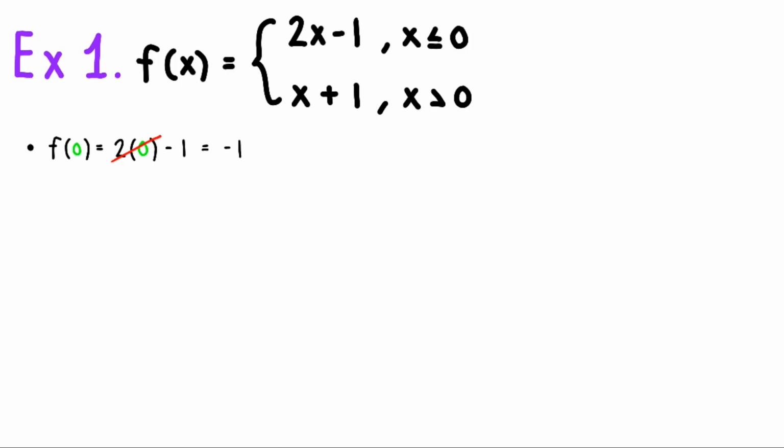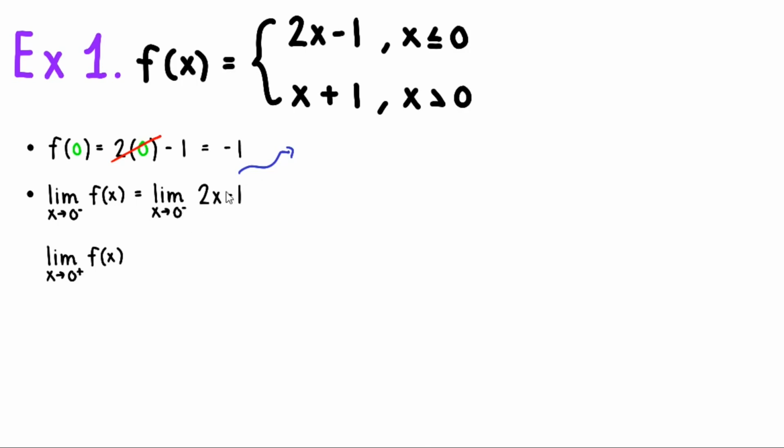Let's now move on to checking the limits from the left and the right, starting with the limit from the left. We'll be using this piece, since the values to the left of 0 are less than it. So we have 2x minus 1, and since this is just a polynomial, we can just plug in 0. So we'll have 2 times 0 minus 1, which is negative 1. So the value for this one is negative 1.